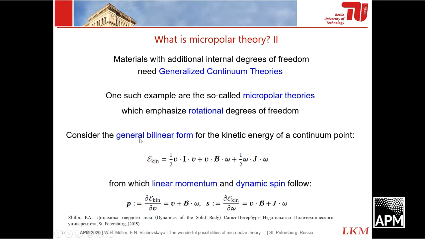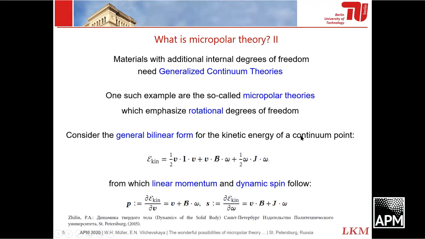And for that purpose, we are going to consider a very general bilinear form for the kinetic energy, and this is important, of a continuum point. Because this expression, which you see here, looks very familiar if you are used to studying rigid body dynamics. So what we see here is, first of all, the traditional kinetic energy. Then we see here the traditional rotational energy with the inertia tensor J. And in between, we have a coupling term with a B tensor, which connects the translational velocity and the angular velocity. You know that in traditional rigid body dynamics, this B, if you go to the center of mass, will drop out and you have just this and this.